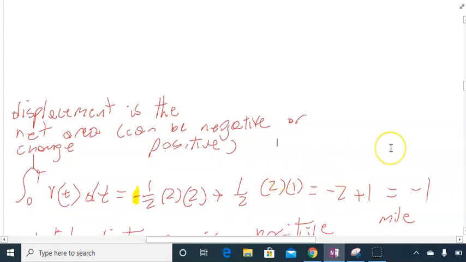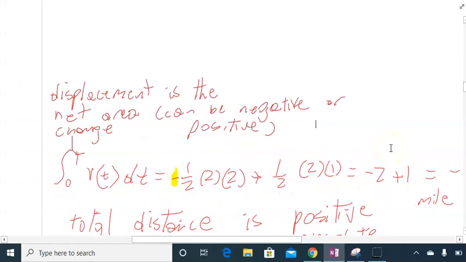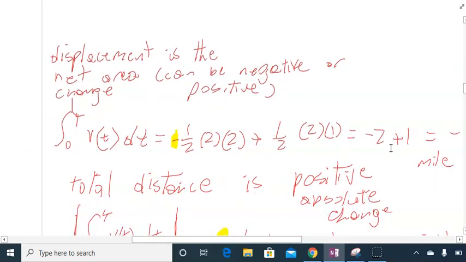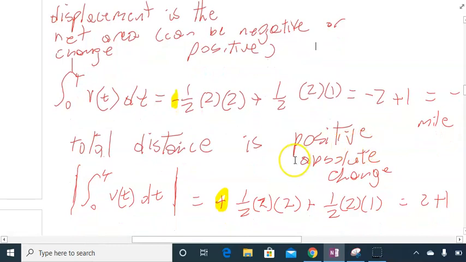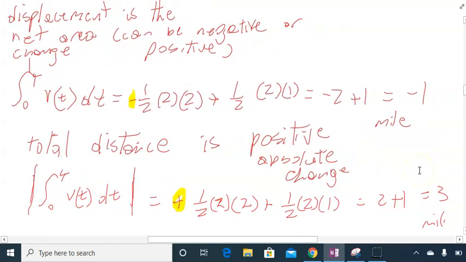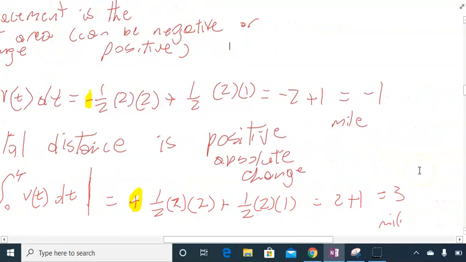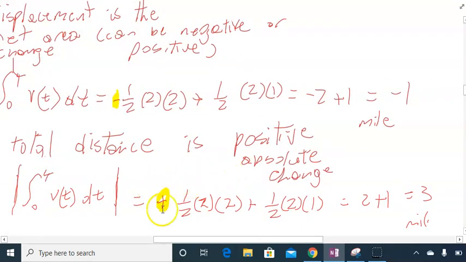That's your displacement. Now you want to find the total distance. Total distance is positive. So it's like taking the absolute change. So that's one way of looking at it, is absolute change. So that means that whatever was negative, so the negative section, you change that to a positive. So where it was negative 1/2 here, do a positive 1/2 times 2 times 2, plus 1/2 times 2 times 1. Okay, so that's going to be 2 plus 1, which is equal to 3.